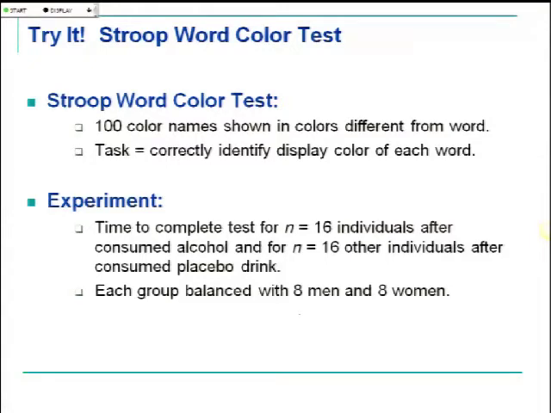The time to complete this particular test is going to be recorded as a way of measuring a person's ability under two different conditions. Group one consumed some alcohol. Group two had a placebo drink instead. 16 individuals in each. We balanced with respect to gender, so we actually blocked by gender to make sure that the two groups were balanced in that way. And we have our results. So we have an experiment comparing the average time to complete the test for our two groups.